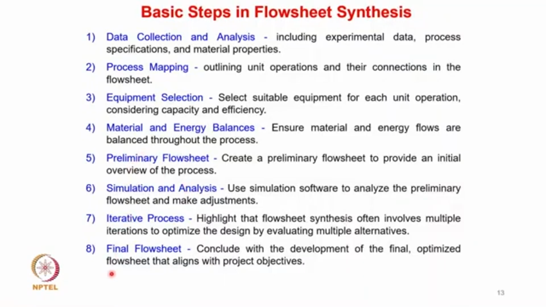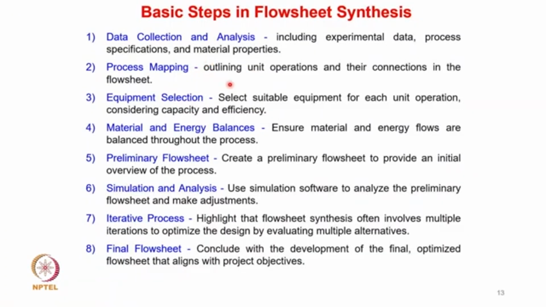So if you look at the basic steps involved in flowsheet synthesis, there are 8 different steps involved. The first step is to collect the data and analysis. So we can collect the experimental data, process specification and material properties. Based on the management decision, we can collect the experimental data and the process specification from the literature, from different encyclopedias or from different online resources, and based on that, we can outline the process unit operations and their connections in the flow sheet. So based on that, the preliminary flow sheet is made.